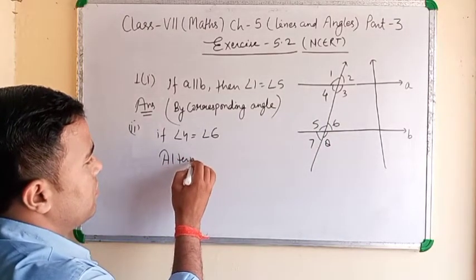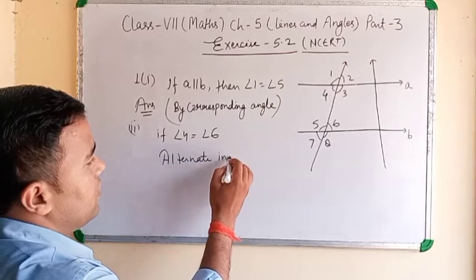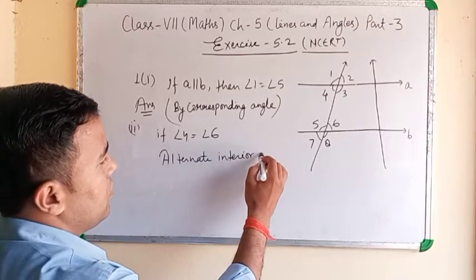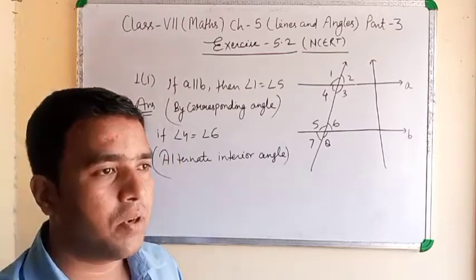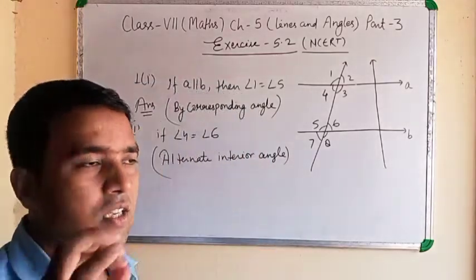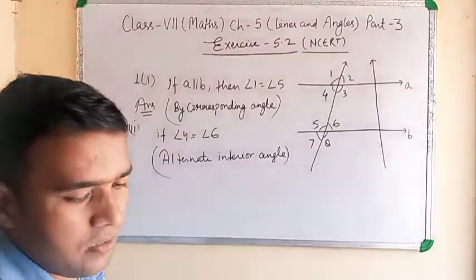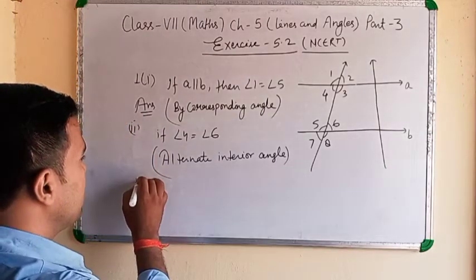Alternate interior angle. In the first part I told you each and every property. Clear? Third question.